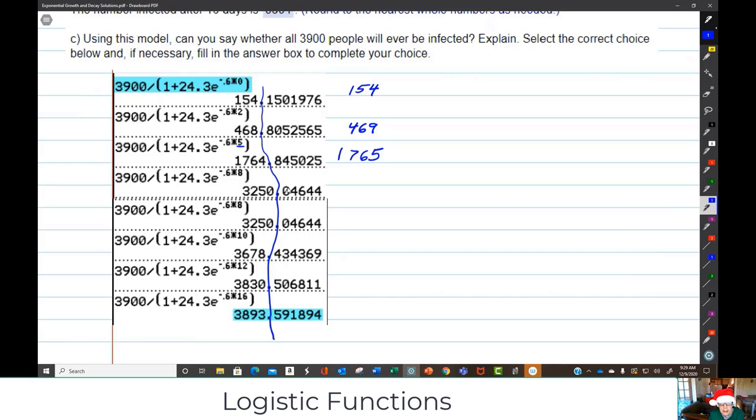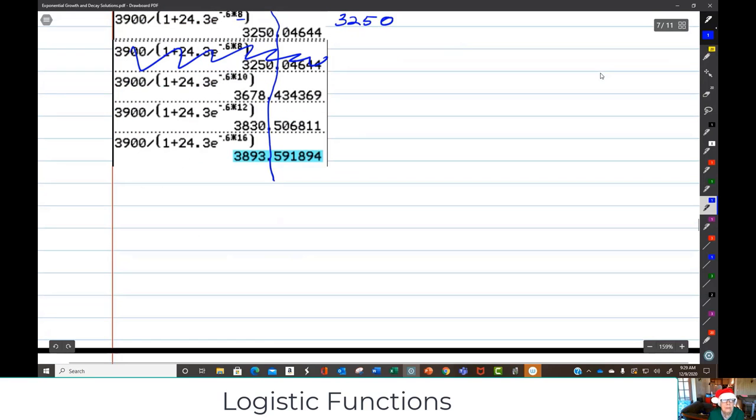On day 8, 3,250, and this 0 on the other side of the decimal is not going to cause the 0 to round up to a 1, so we will have 3,250 on day 8, which is doubled. Okay, now, I don't mean the number of people infected is doubled. I meant I put day 8 twice. Just remembering that.